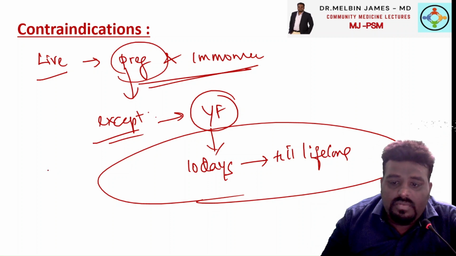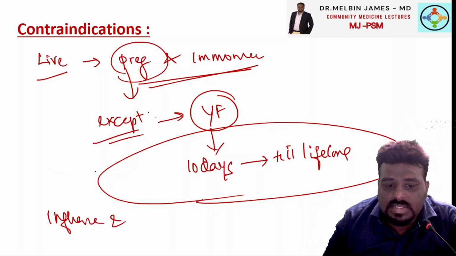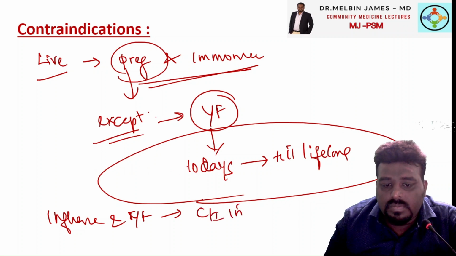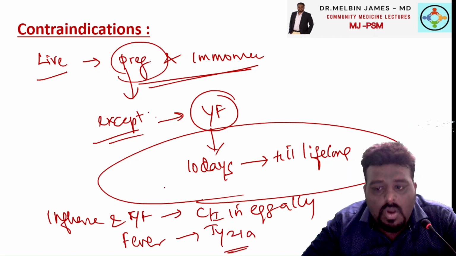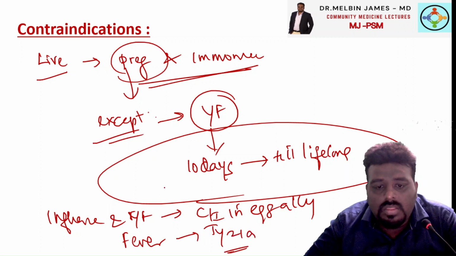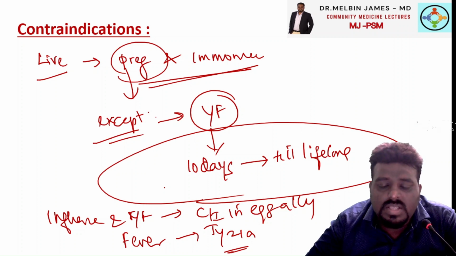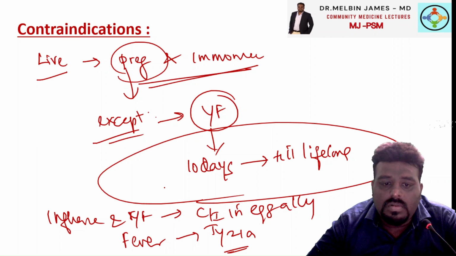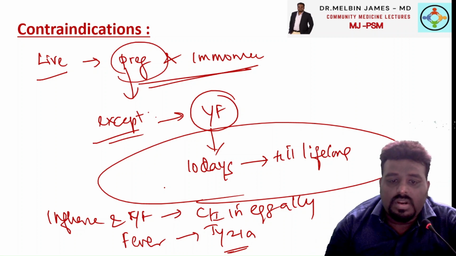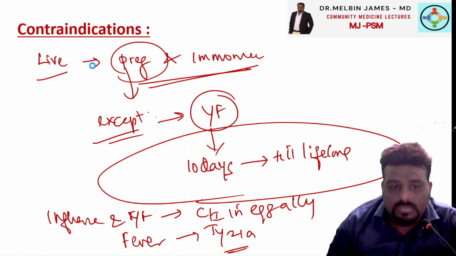Okay, the influenza and yellow fever vaccines are contraindicated in egg allergy, and in case of fever, typhoid vaccine Ty21a is contraindicated. All the other vaccines do not have many contraindications. Killed vaccines don't have many contraindications. Only the vaccines which have a potential risk have some contraindications. Okay, most you can remember is the live vaccines.